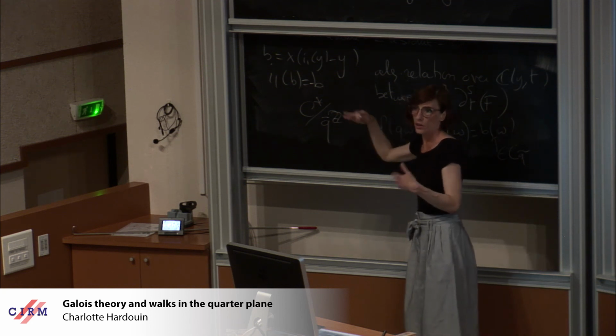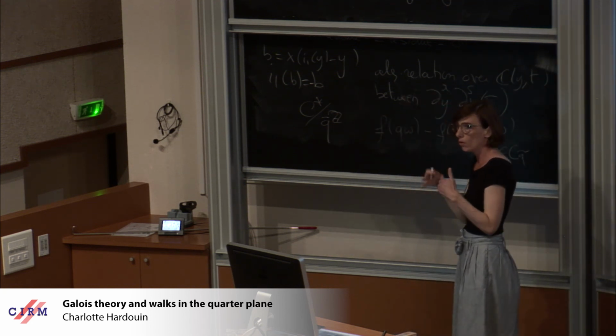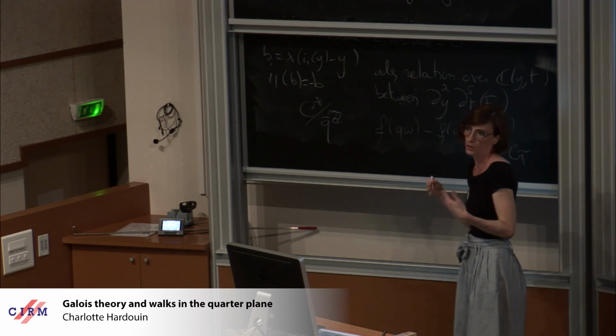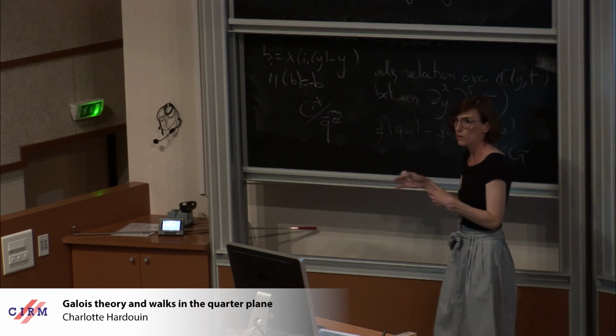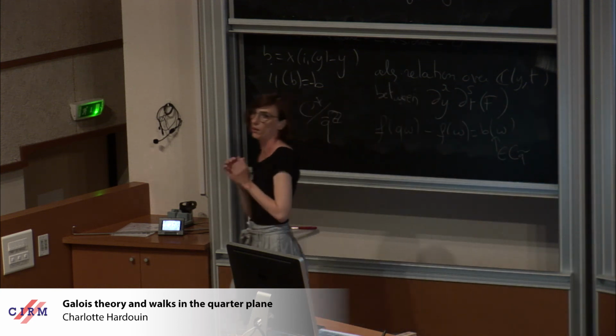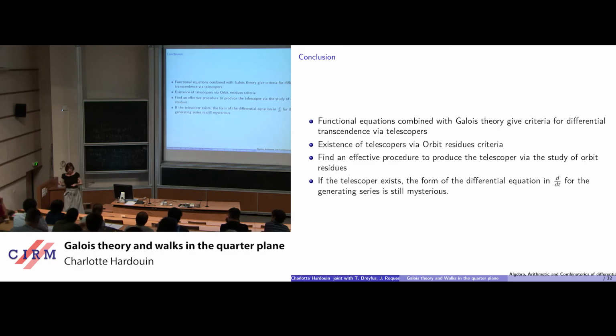So the descent process is a little bit more demanding, but it works. It's only, well, the uniformization, one needs some care, but it should be okay. So if your function is differentially algebraic, generating theory in dy and dt, then you must have a telescoper only in the omega variable.